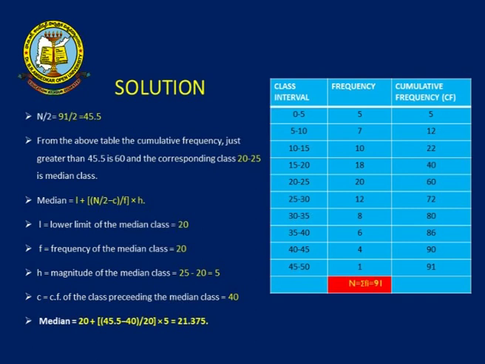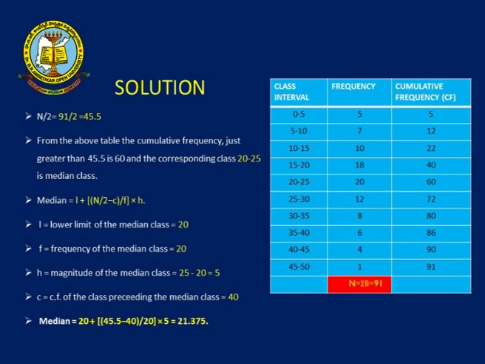Next, small f is the frequency corresponding to the value just greater than n/2, that is 20. Next, capital H means the length of the class interval, 25 minus 20, which is 5. Next, C is the cumulative frequency preceding the median class, that is 40, the value before 60. 20 is the small f value, and 20 is the lower limit L. Capital N is the sum of the frequencies, that is 91.